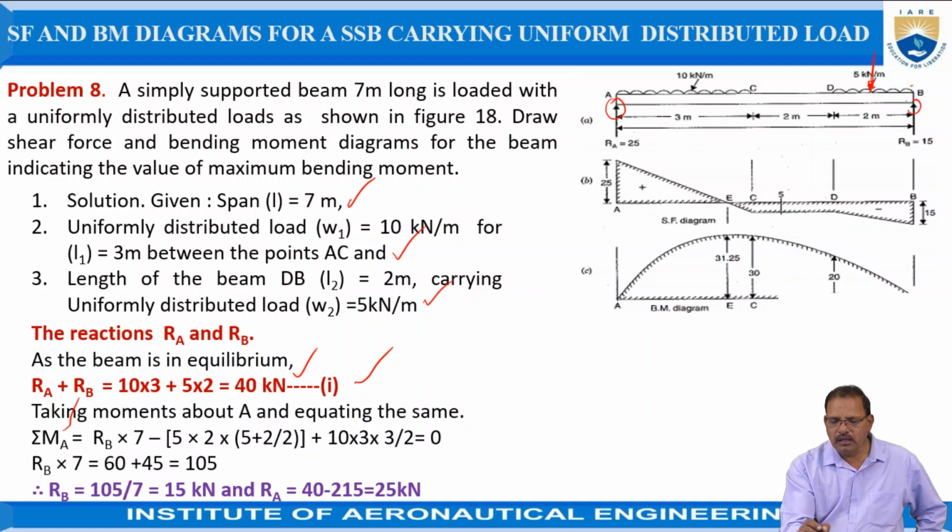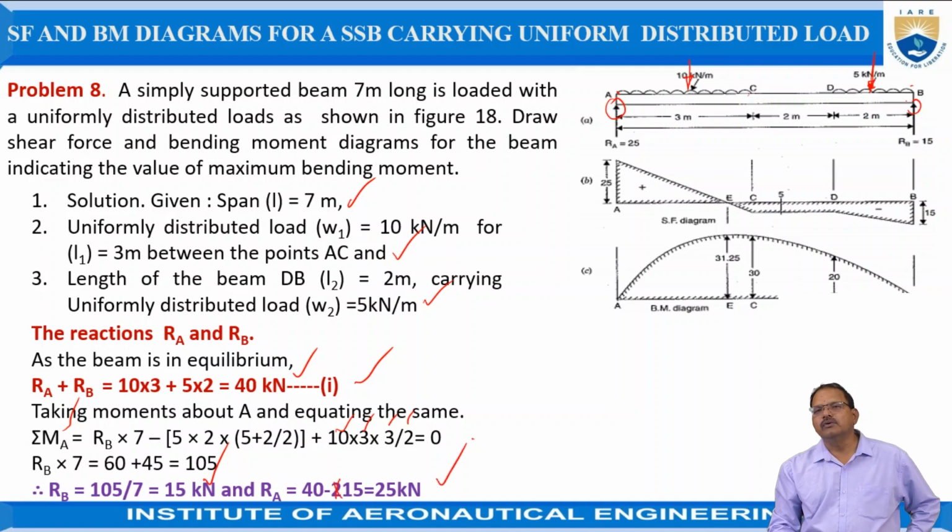Similarly, for AC, the total load is equal to 10 into 3, that is 30, but it is acting in the middle, at 1.5, that is 30 into 1.5, equal to 10 into 3 into 3 by 2. It should be equal to 0. From this relationship we get RB equal to 105 by 7, which is equal to 15 kilonewtons. RA is equal to, the total load already we have taken as 40, so 40 minus 15, which is equal to 25 kilonewtons now.